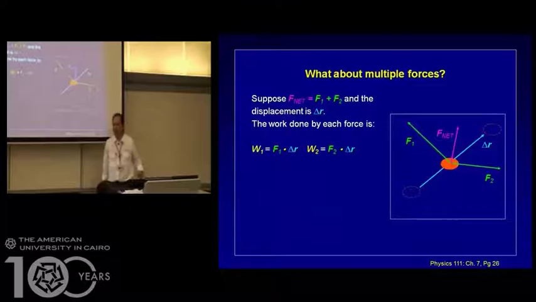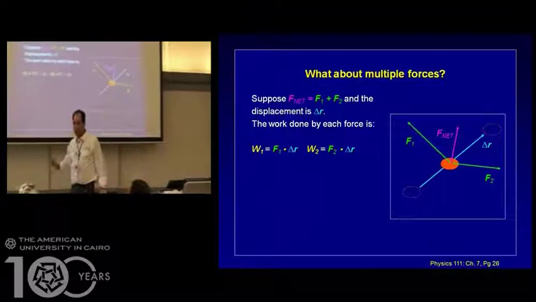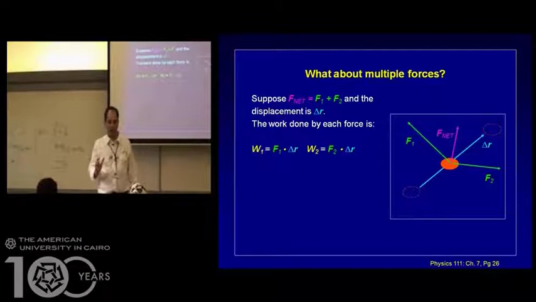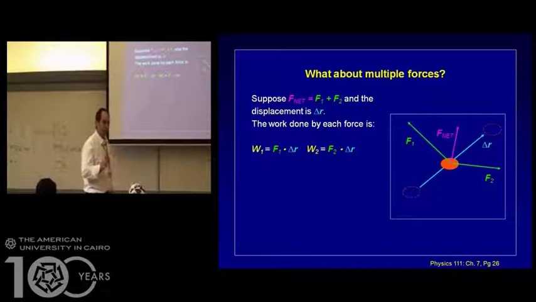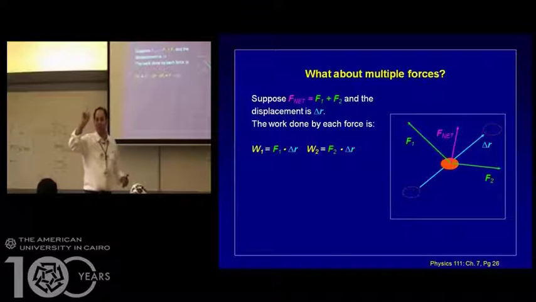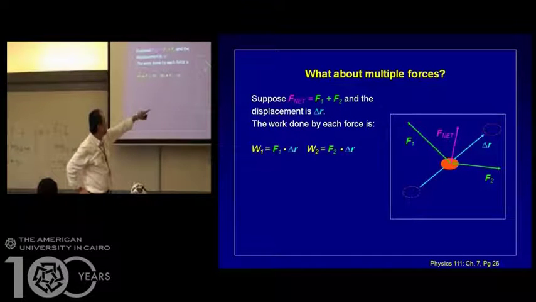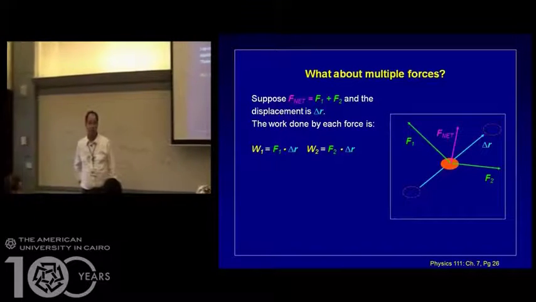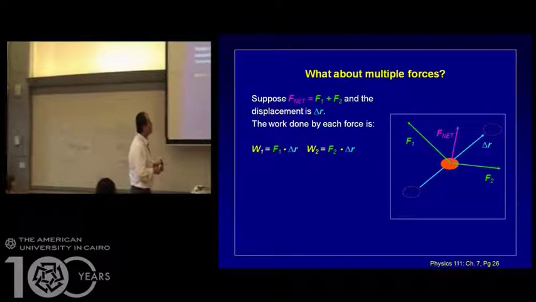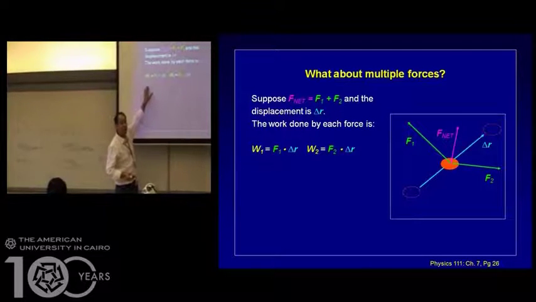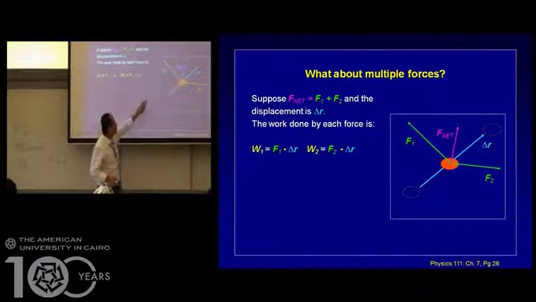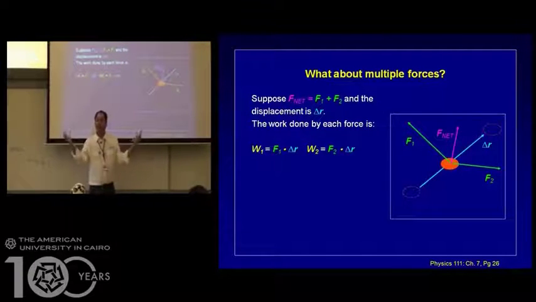How about multiple forces? So far, we have calculated the work done on an object if you push it or move it with only a single force. But if you have multiple forces, what are we supposed to do to find the work done? Simply, you find the work done by force number 1, the work done by force number 2, the work done by force number 3, then we add them.